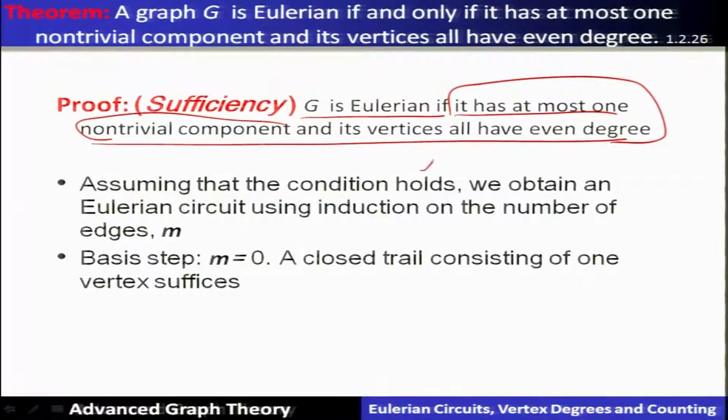So, let us assume that this particular condition holds and we obtain an Eulerian. Now, we have to obtain an Eulerian circuit using induction on the number of edges m. When m is equal to 0, that means the number of edges is 0, that is called the base step of the induction. We will see that a closed trail consisting of one vertex will suffice. Why? Because there is no edge, hence this will be considered as an Eulerian circuit.